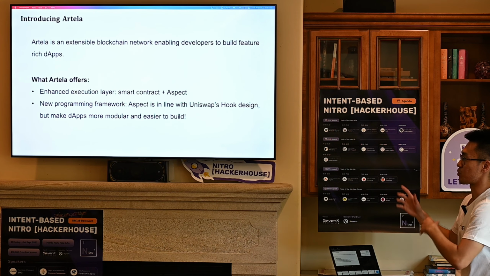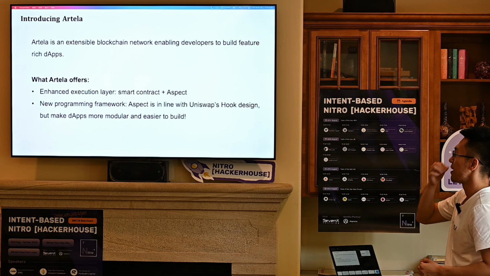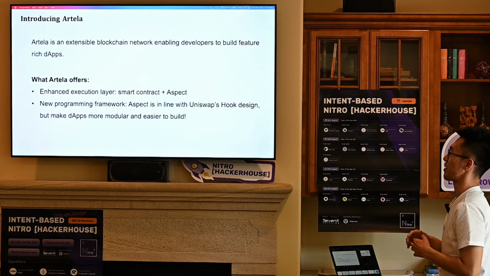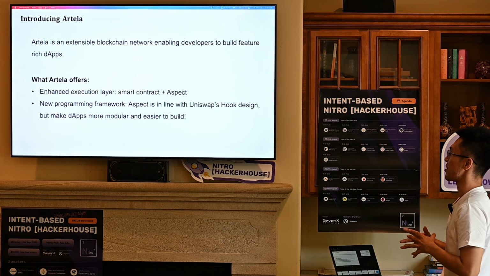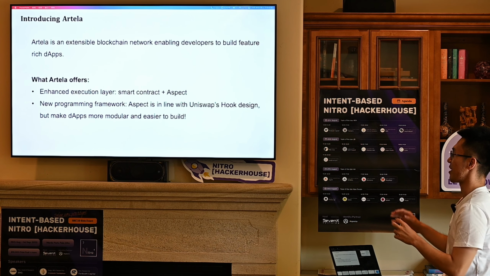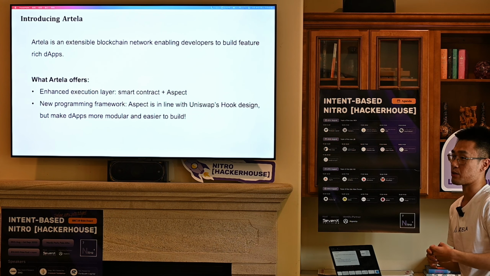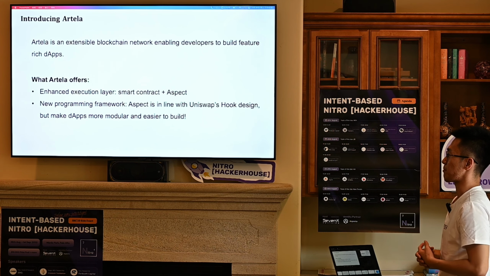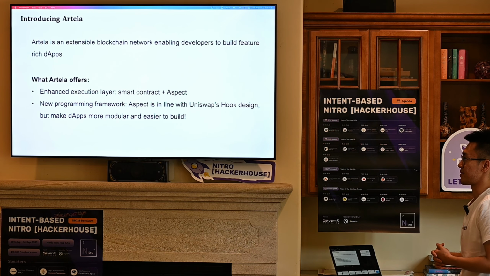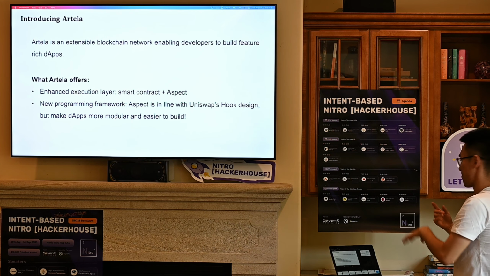This Wasm is to run what our smart contract extension calls Aspect. So we have an enhanced execution layer. I will tell you why Wasm is better on the next page. We also provide a new programming framework. It's not really new, because it's similar to the Uniswap hook design, and we tell the same story because we all believe it will be the new trend in crypto. With Aspect, we can make the app more modular and easy to build. But it's not a modular blockchain, it's a modular dApp, because a smart contract and Aspect can combine to be a modular dApp, not a modular blockchain.